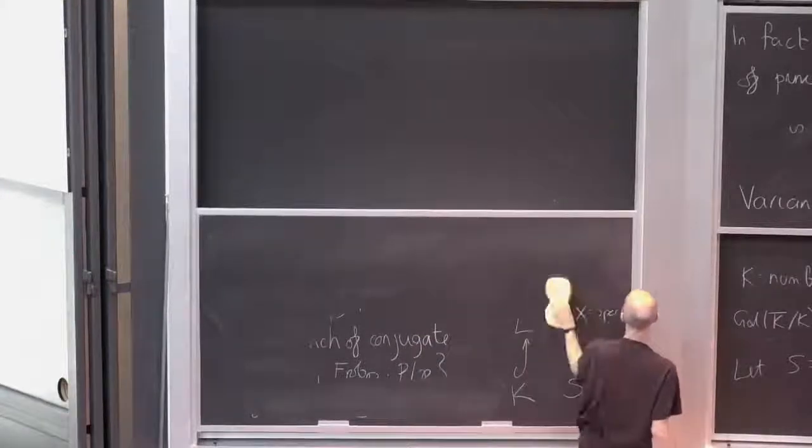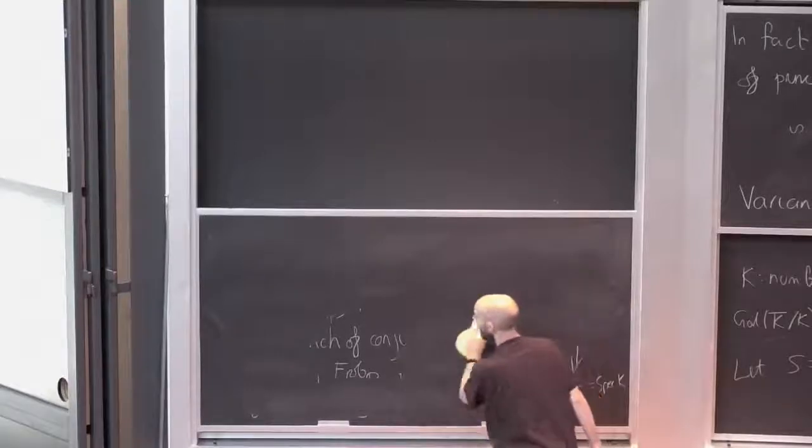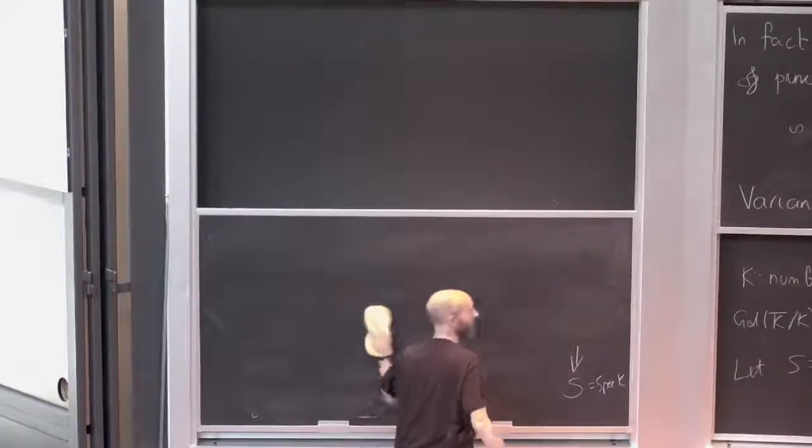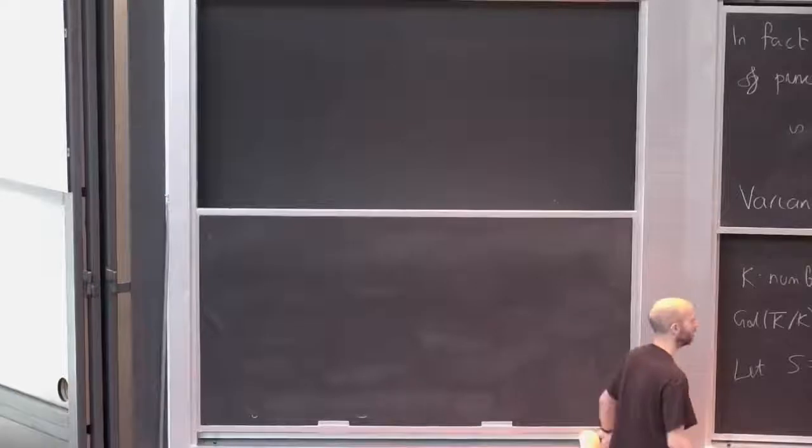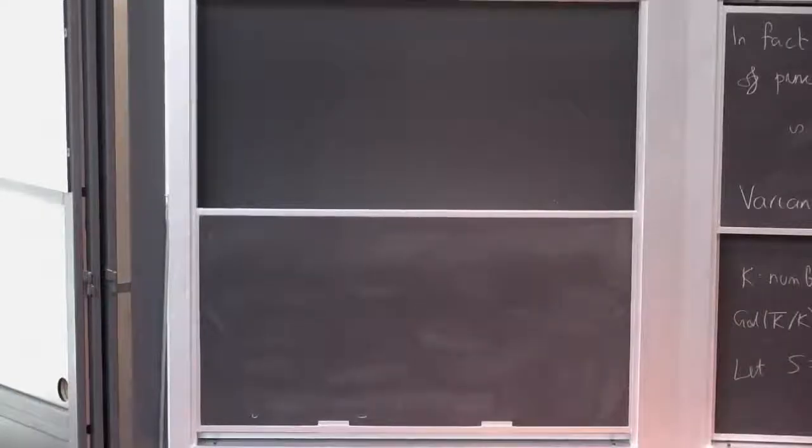So this K_S, if S is empty, it could be finite. Actually, it's an interesting question. If K is a random number field and S is empty, can this be infinite? And it turns out it can. These are called class field towers. There's an article by Golod and Shafarevich.